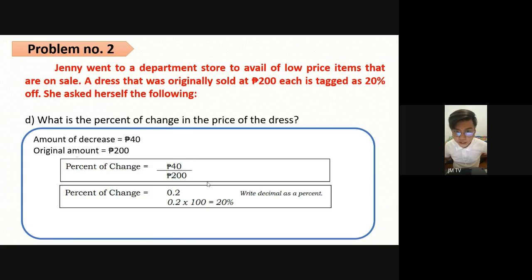Yung 0.2 na yan, gagawin lang natin siyang percent, kasi naka-written siya as decimal form. Para magawa natin yun, multiply natin siya by 100. 0.2 times 100 is equals to 20%. Ang ating percent of decrease doon sa damit ay 20%.